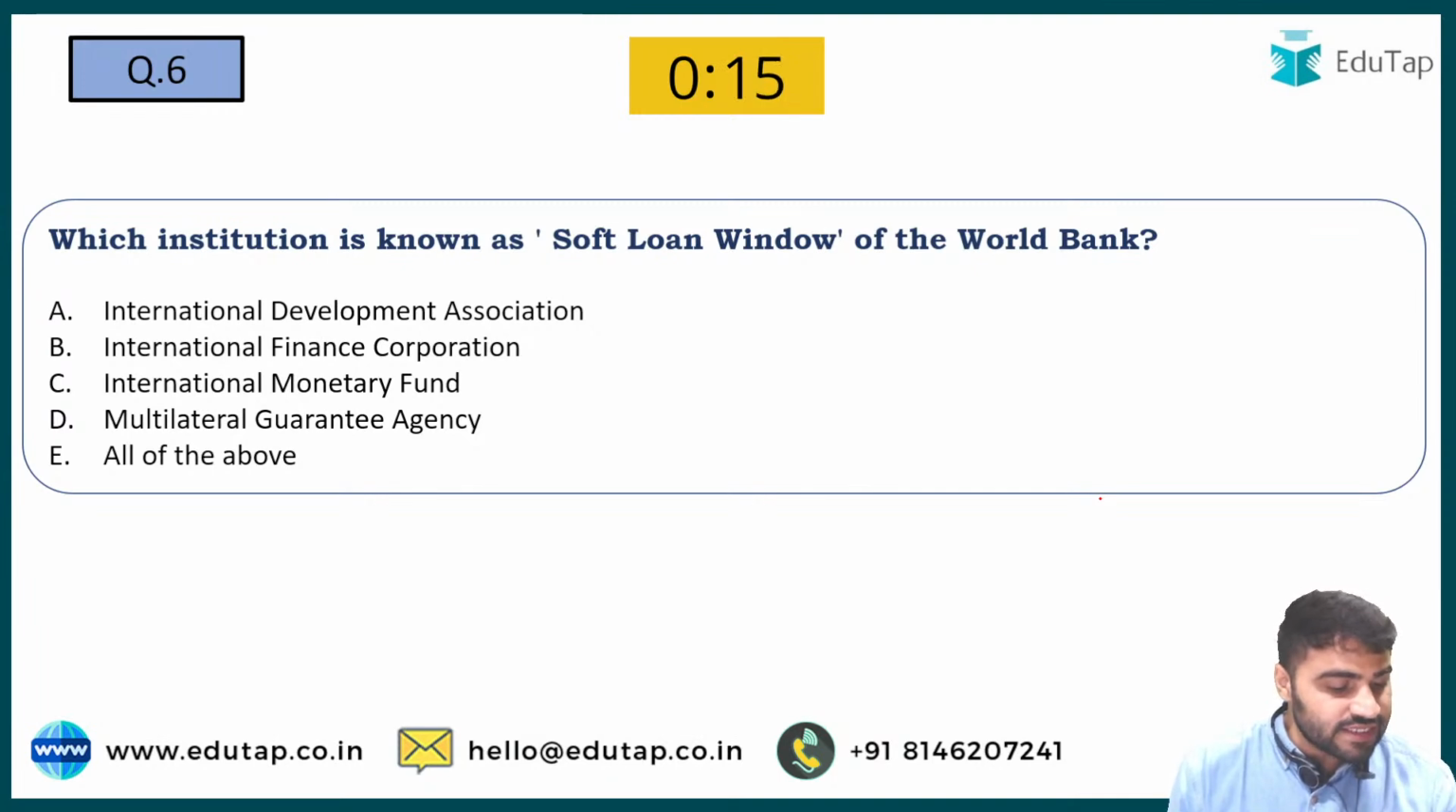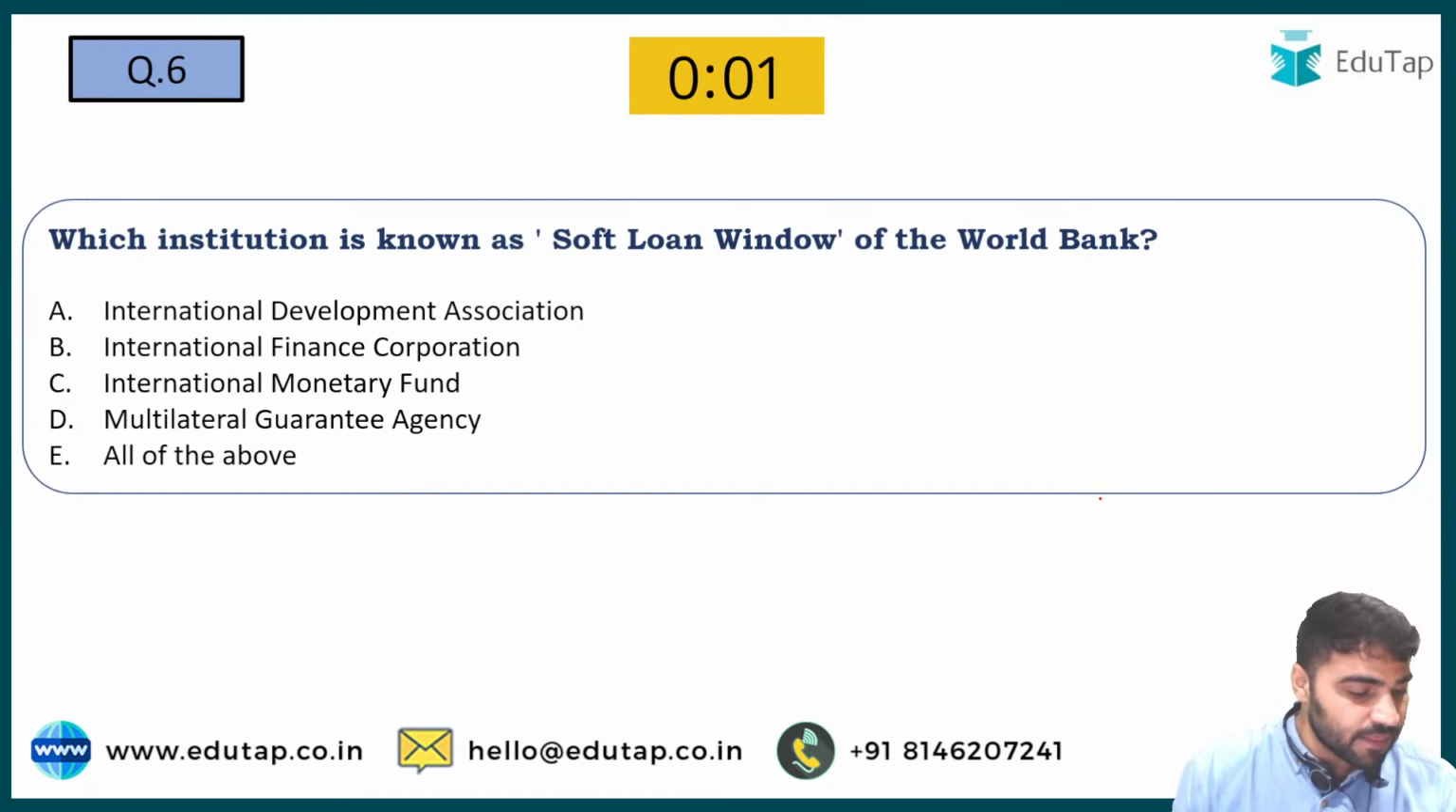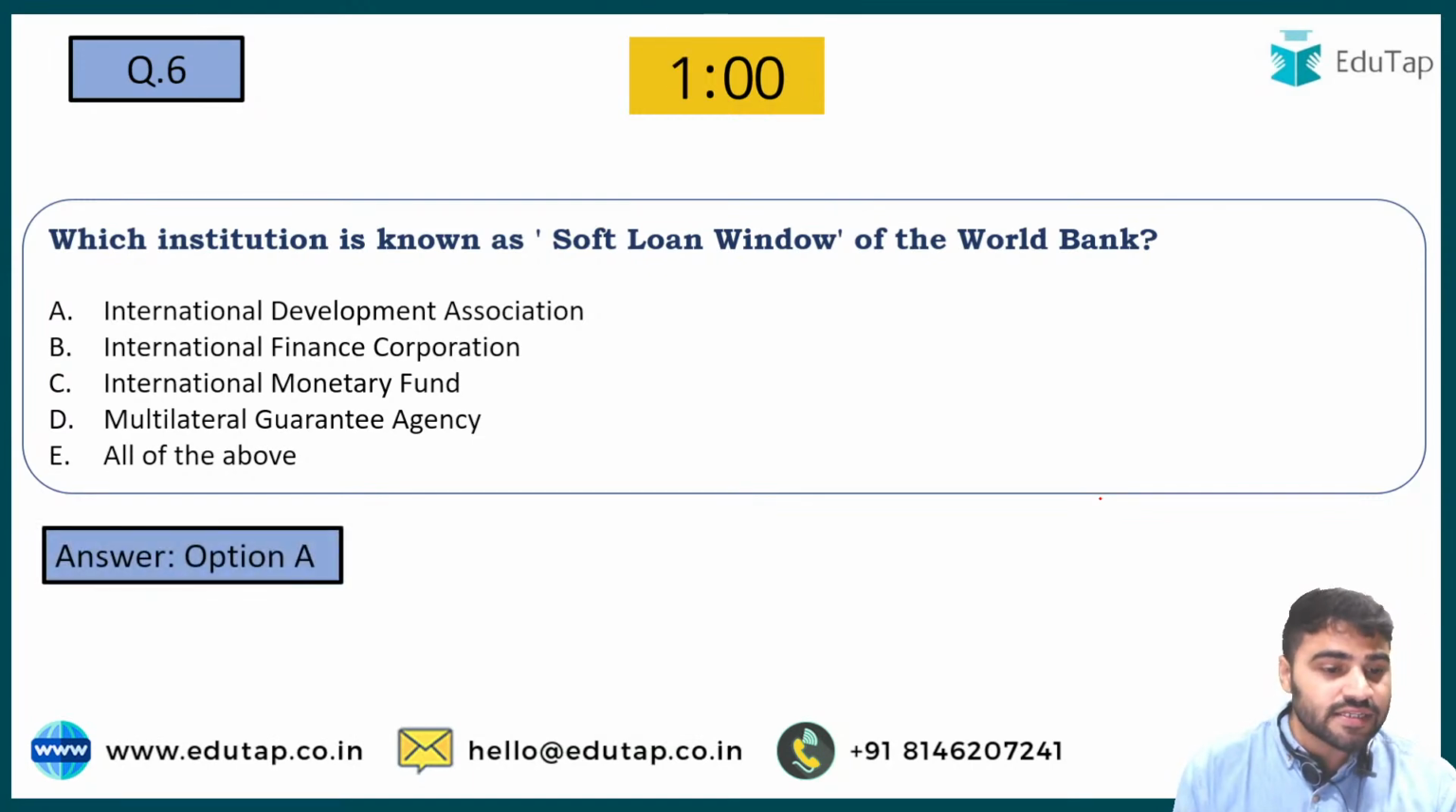Nilesh is saying 6th A, Sunil is saying B, Jyoti Kapoor 6A, Isha is saying 6th A. Okay, so you mostly are saying option A, right? So let's see the right answer. The right answer for this question is option A only, that is International Development Association, right?